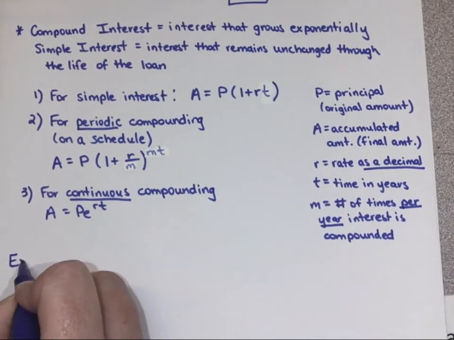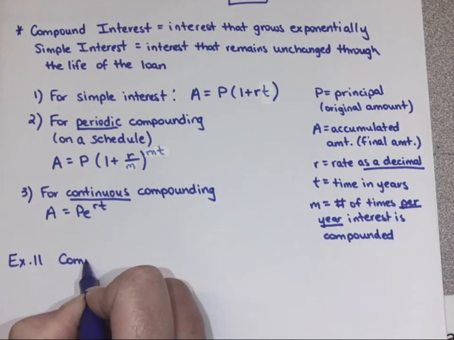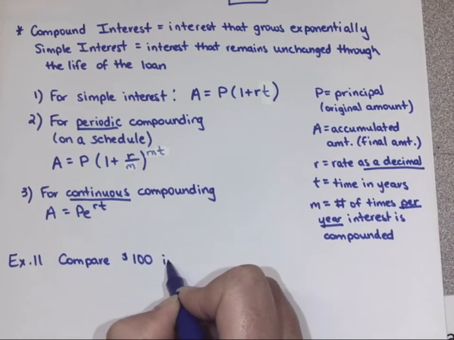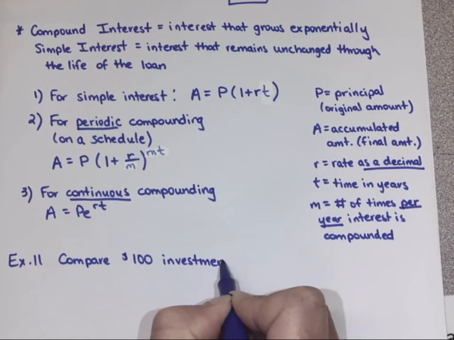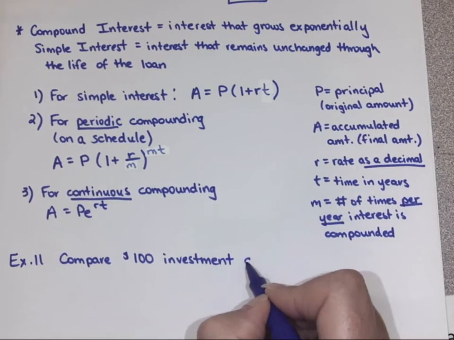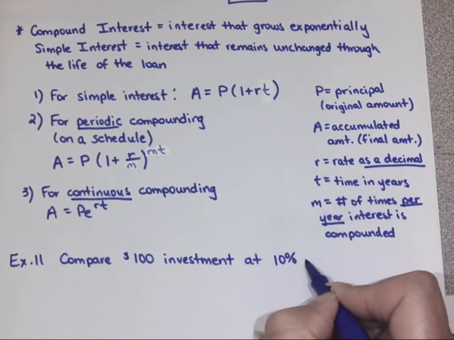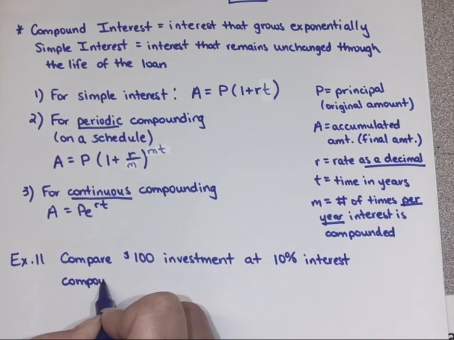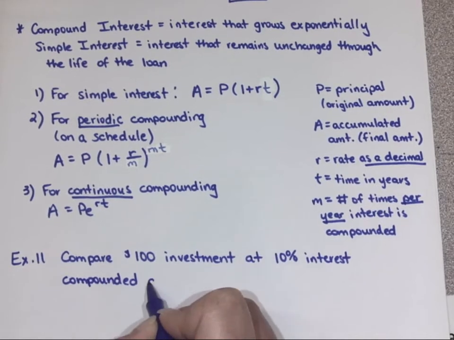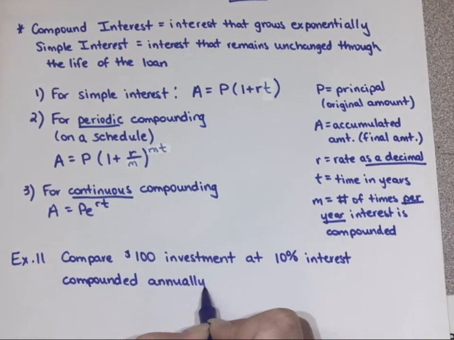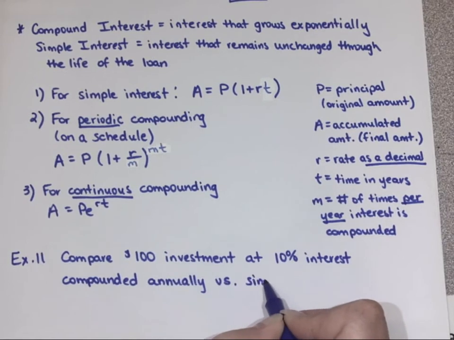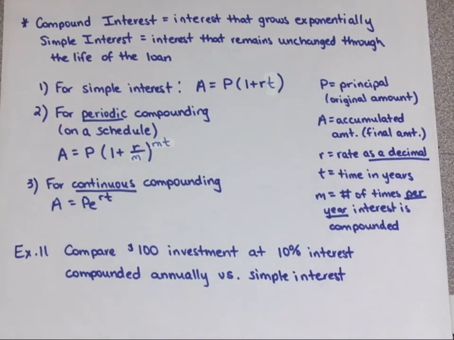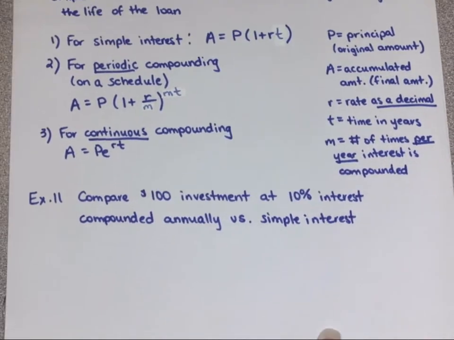Okay. So I want to look at a problem. I want to compare. We're going to try to stick with a really small investment. So we're going to compare a $100 investment at 10% interest compounded annually versus simple interest. Because I really want you to see kind of the snowball effect of compound interest and why it's important.